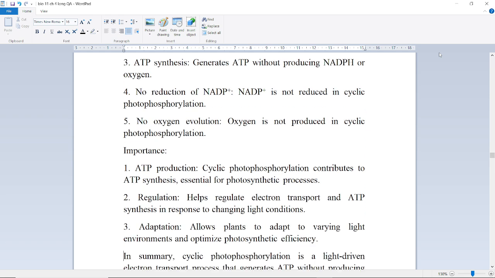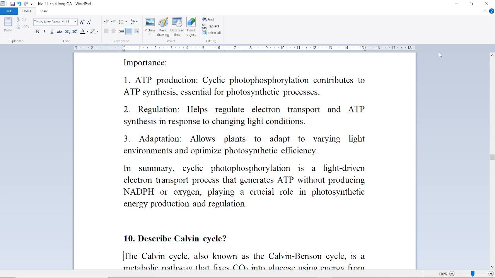Importance: ATP production. Cyclic photophosphorylation contributes to ATP synthesis essential for the photosynthetic process. Regulation helps regulate electron transport and ATP synthesis in response to changing light conditions. Adaptation allows plants to adapt to varying light environments and optimize photosynthetic efficiency.